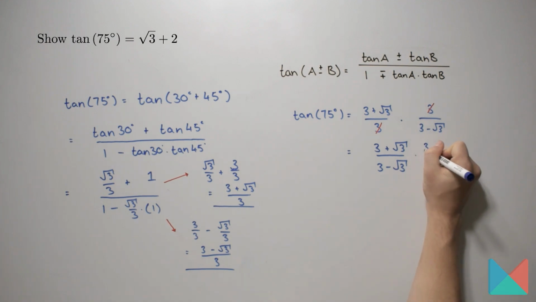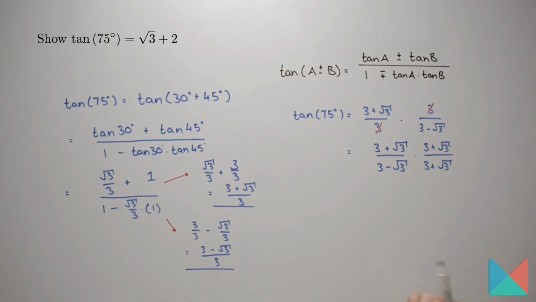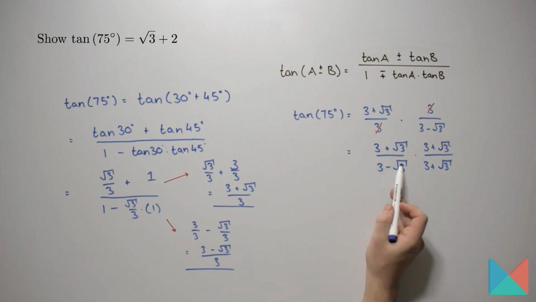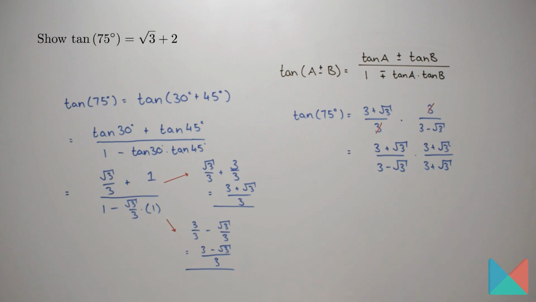So we're going to have 3 plus the square root of 3 divided by 3 plus the square root of 3. And the reason why we're going to do this is because when we multiply this value by this value here, the square roots will cancel out. And so let's show how this is the case.